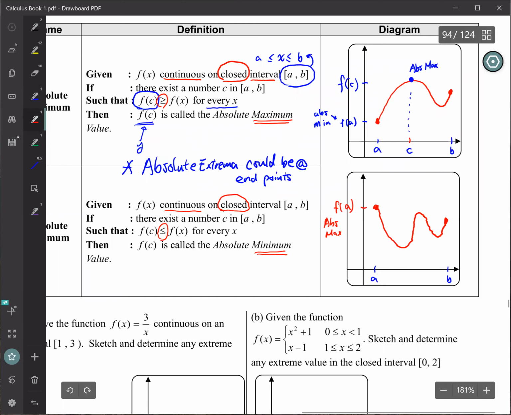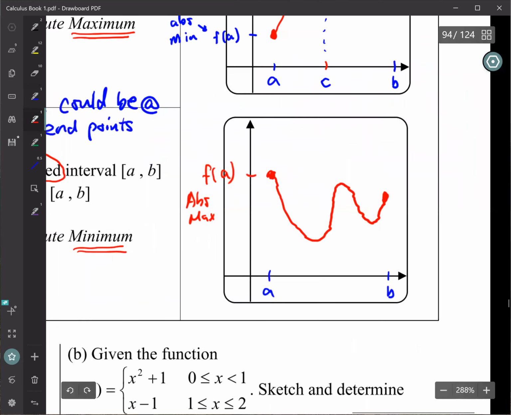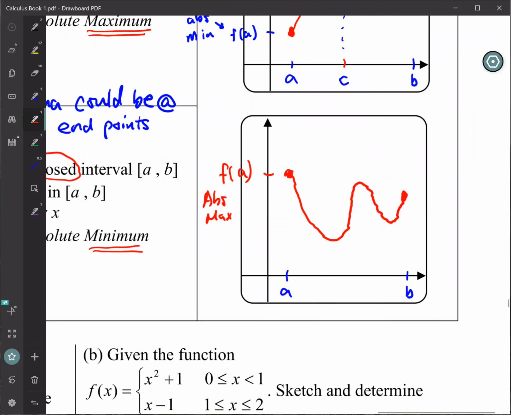Okay, and Leon, where is the absolute minimum? Can you draw it out? Oh, yeah. Around here? Yeah, very good. Okay, so you just find the lowest point for the whole graph. Okay, pretty easy.